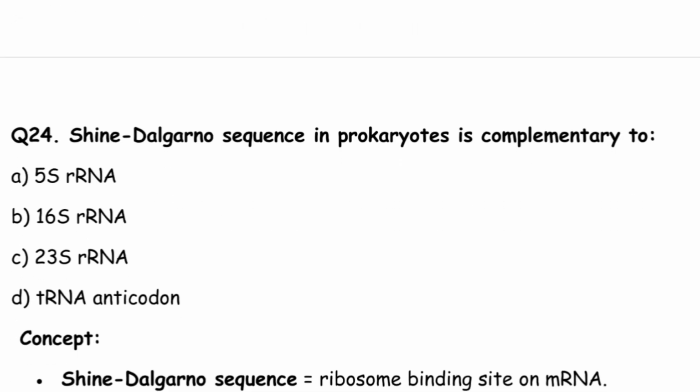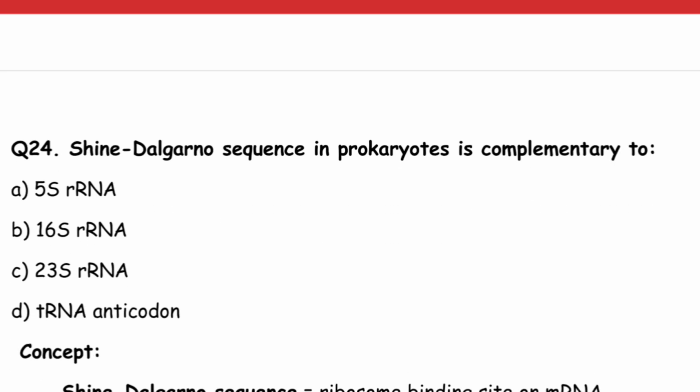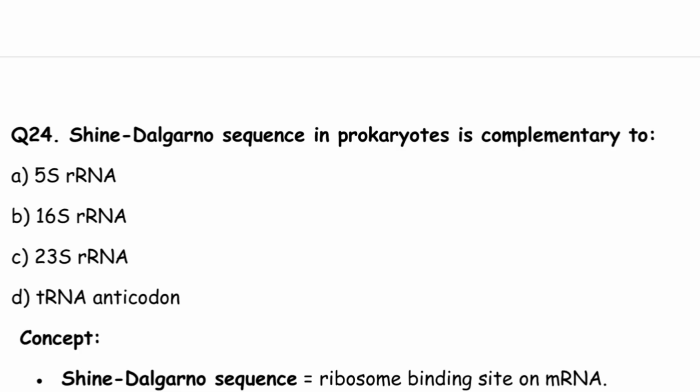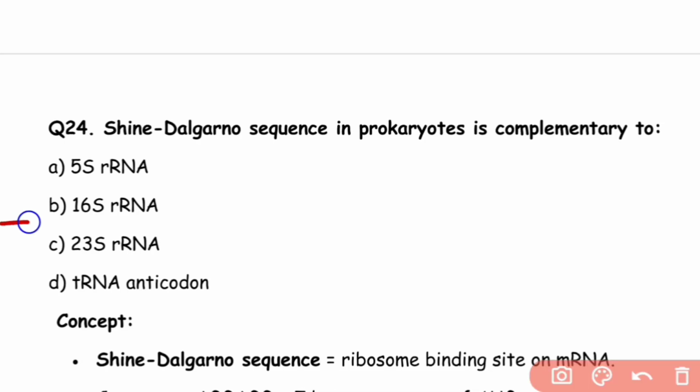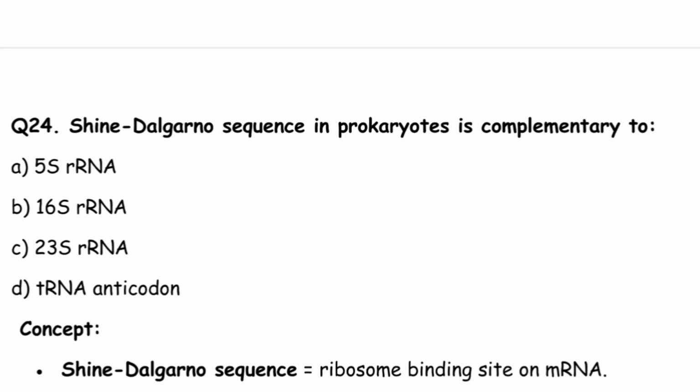Next question is, Shine-Dalgarno sequence in prokaryotes is complementary to A. 5S rRNA, B. 16S rRNA, C. 23S rRNA, or D. tRNA anticodon. Shine-Dalgarno sequence, as stated in previous question, is the ribosome binding site on mRNA, and it has its complementary sequence in 16S rRNA, which is present in 30S ribosomal subunit.